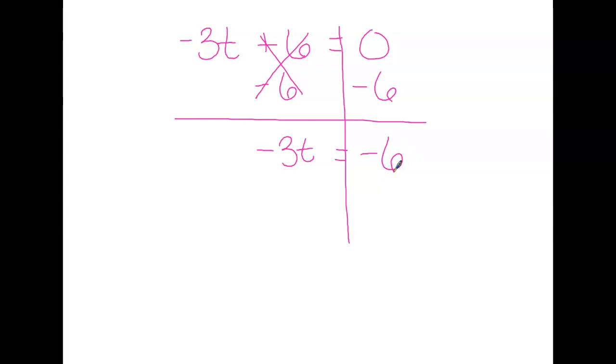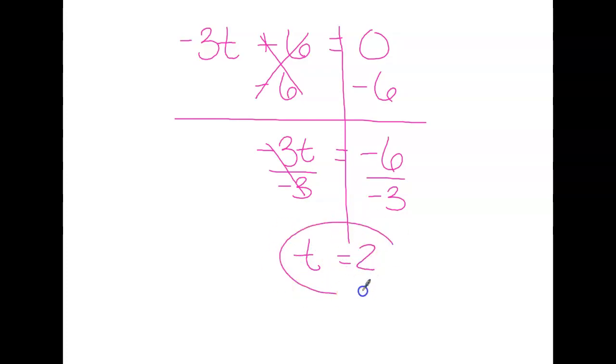Negative 3 and t are multiplied, so I do the opposite operation. The opposite of multiplying is dividing. So I divide by negative 3, divide by negative 3. T equals, a negative divided by a negative is a positive, and 6 divided by 3 is 2. So t equals 2.